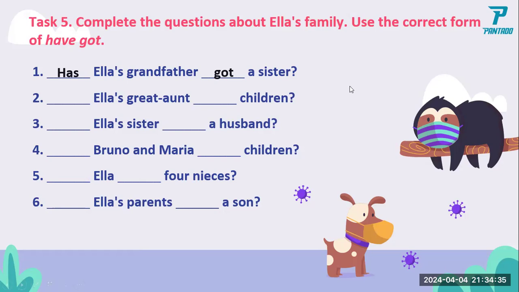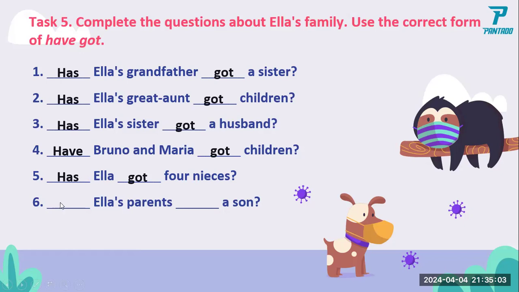Sure, I'm done. Let me check. Okay, so Ella has got. Two has got. Remember, Ella is only one. Next, has got the same. Next, okay, that's have got this one, because Bruno and Maria are plural. Okay, has got four nieces.